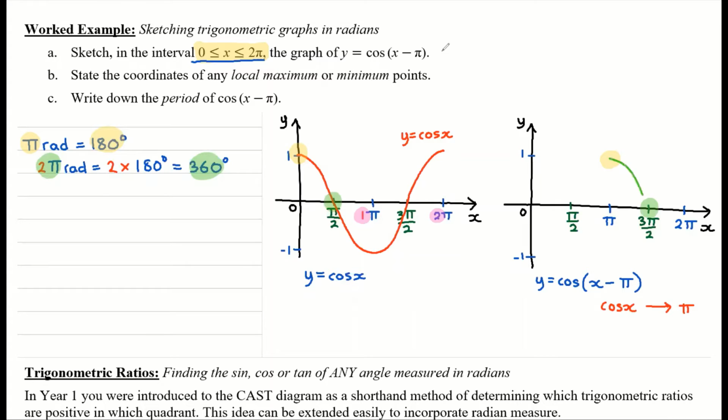And then it's going to pass through 3 pi over 2. This means there must be a minimum here at 2 pi, negative 1. Yeah, that's moved pi to the right as well. And then another minimum here at 0, negative 1. Okay, so this seems to be correct. So this is the graph of y is equal to cosine of x subtract pi. We moved everything pi radians to the right.